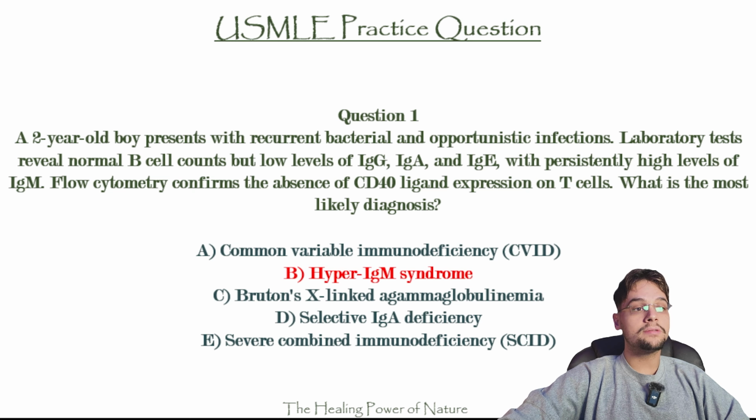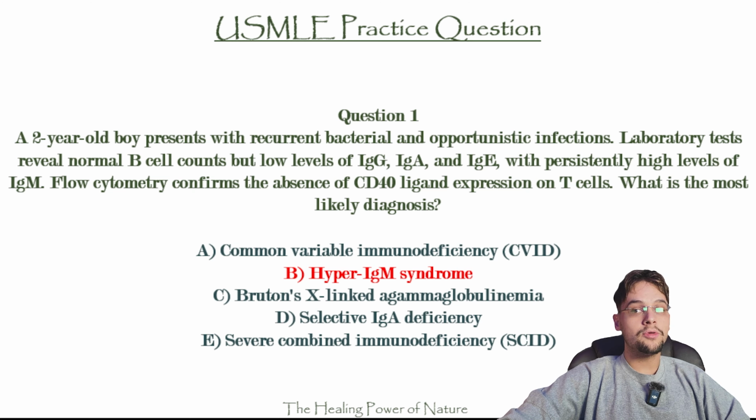So the correct answer was B, Hyper-IgM syndrome. Remember, Hyper-IgM syndrome is caused by a defect in the second signal, which is the CD40 ligand, CD40 on activated T cells. When there's a defect, this prevents proper T cell development. As a result, class switching from IgM to IgG, IgA, or IgE does not occur. Remember, IgM are the Marines. They are the first responders.